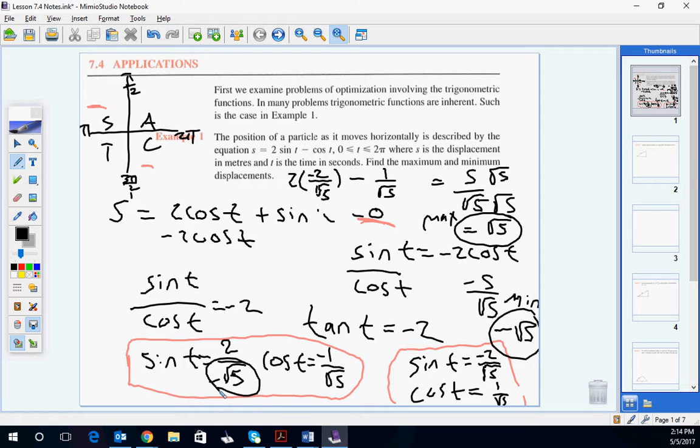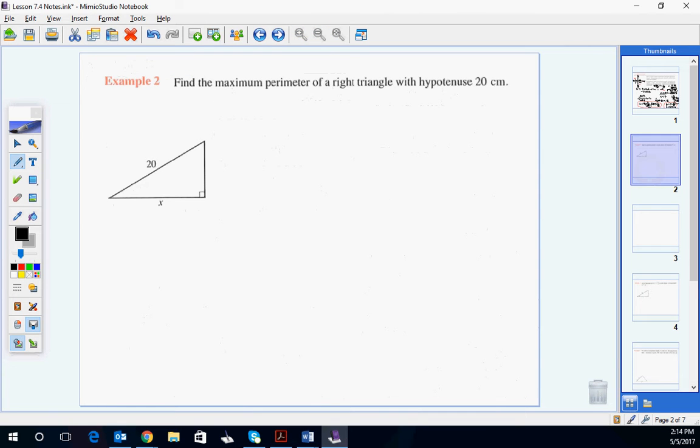Okay, all right, so let's go on to this one. Find the maximum perimeter of the right triangle with hypotenuse 20. Okay, I think I had both ways of doing this on here. Yeah, so the first way is going to be without sine and without trig, and the second way will be with trig.